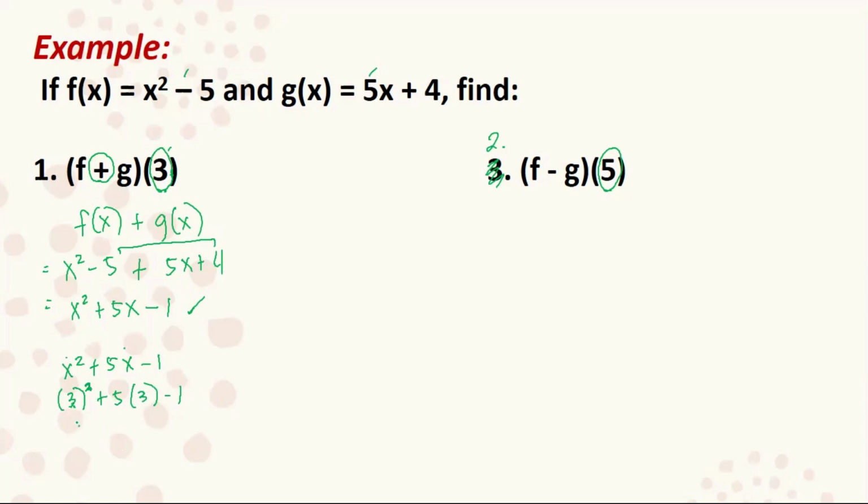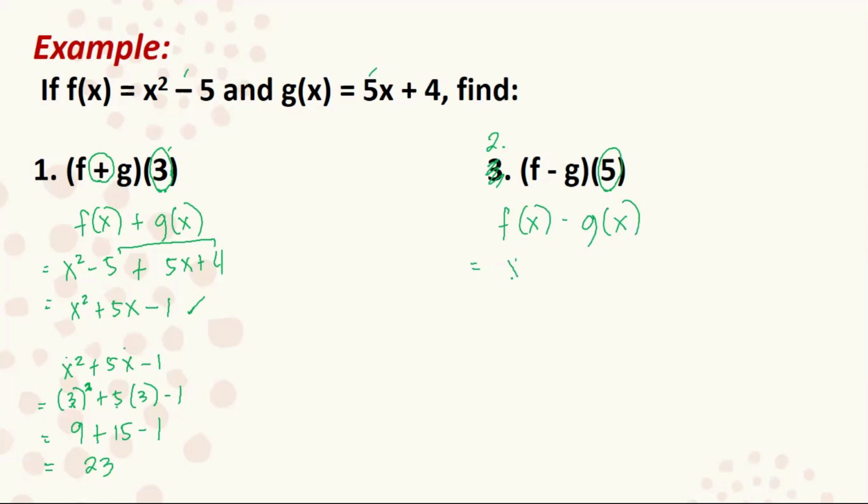So 3 times 3 is 9. Plus 5 times 3 is 15 minus 1. So what is now the final answer? The final answer now is 23. So that's it for example number 1. Let's have example number 2. This time you are asked to get the difference of the two functions, then evaluate the resulting expression at 5. So f of x minus g of x.